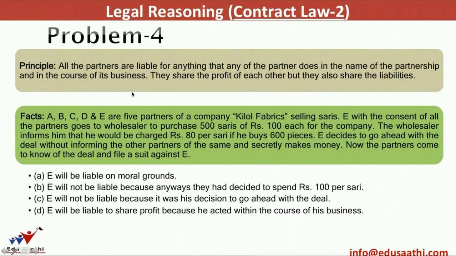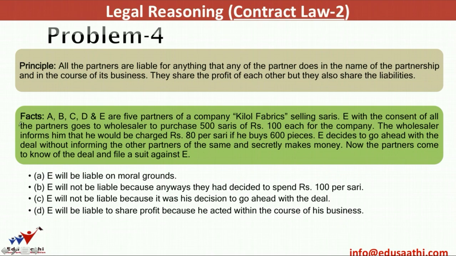Let's take the example. All the partners are liable for anything that any of the partners does in the name of the partnership and in the course of its business. They share profit of each other, but they also share the liabilities. A, B, C, D and E are 5 partners of a company, Kilos Fabrics, selling sarees. E, with the consent of all the partners, goes to the wholesaler to purchase 500 sarees of ₹100 each for the company. The wholesaler informs him that he would be charged ₹80 per saree if he buys 600 pieces. E decides to go ahead with the deal without informing the other partners and secretly makes money.